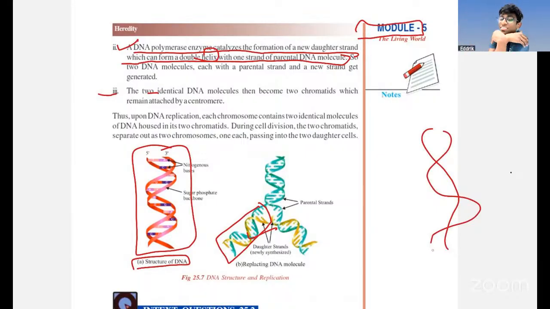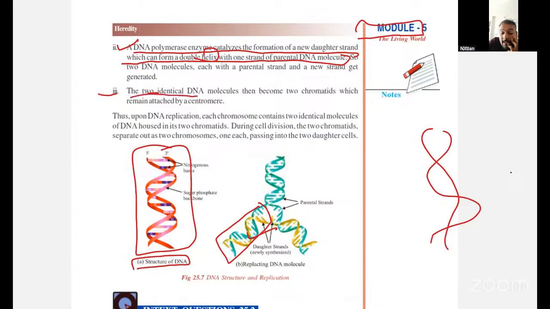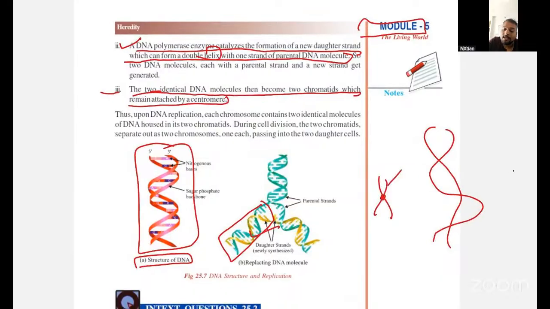Okay, two identical DNA molecules then form two chromatids, which are attached by a centromere. So what is a centromere? When a chromosome is there, this point is called the centromere. Like this is one chromatid, this is another chromatid. When two chromatids meet together, it is called the centromere. Are you getting my point, everyone? Yes or no? David, you understood?